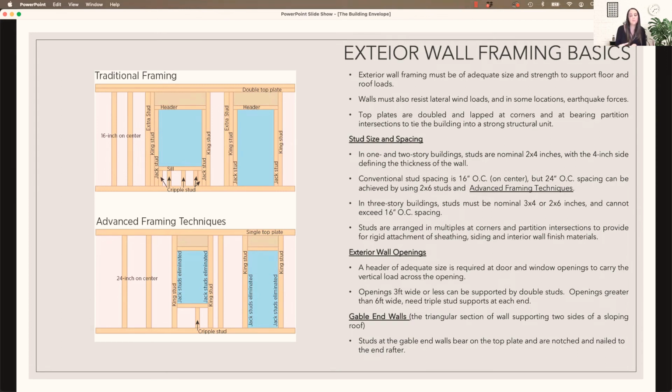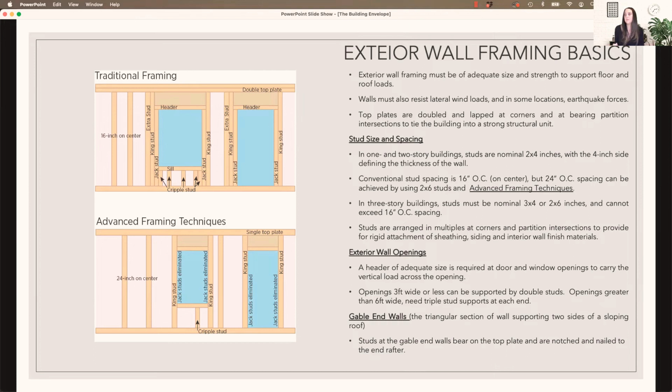There's two approaches to wall framing. There's the traditional framing approach, which uses the 2x4, the 2x6 wall studs, and spaces those studs 16 inches apart on center. And what that means is from the center of the face of this stud to the center of the face of this stud is 16 inches. You can almost always assume that studs are about 16 inches on center if you're working on 1- and 2-story buildings.